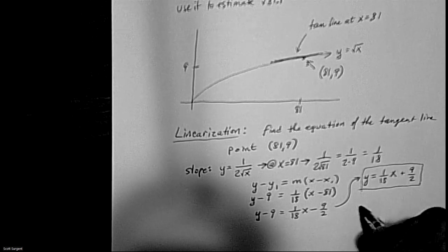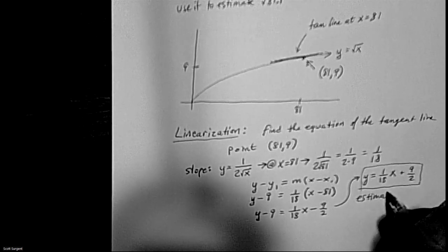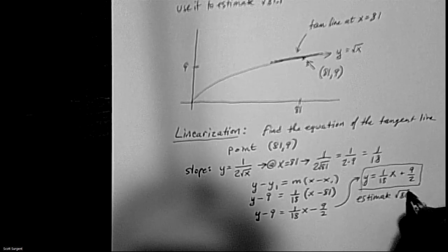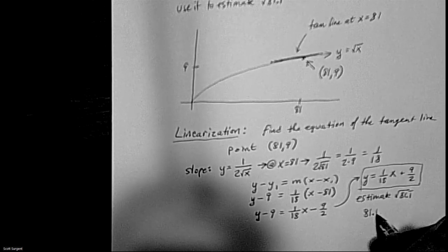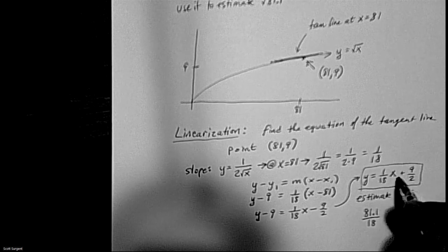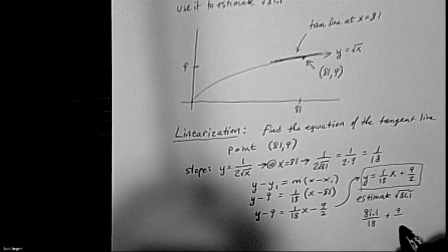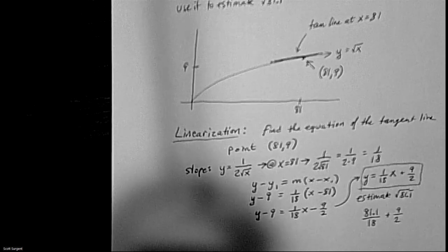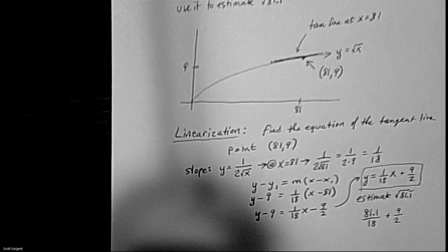Now, if I want to estimate the square root of 81.1, I just simply put 81.1 into the line and work it out. What I find kind of odd about this one, it just jumps out at me, is that we still need a calculator to work that out: 81.1 divided by 18 plus 9 over 2. Interestingly, my calculator rounded that off. Oops, let me try it again. Oh, there we go. Good.